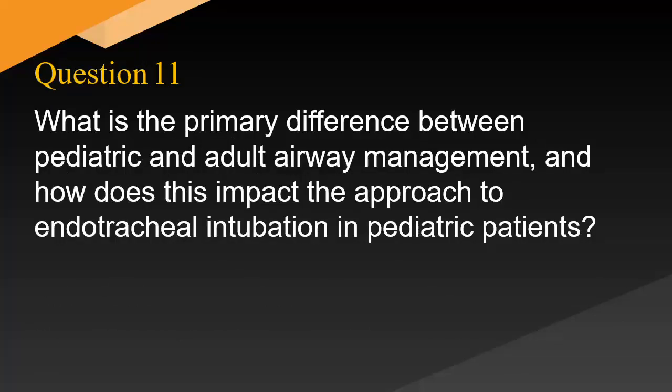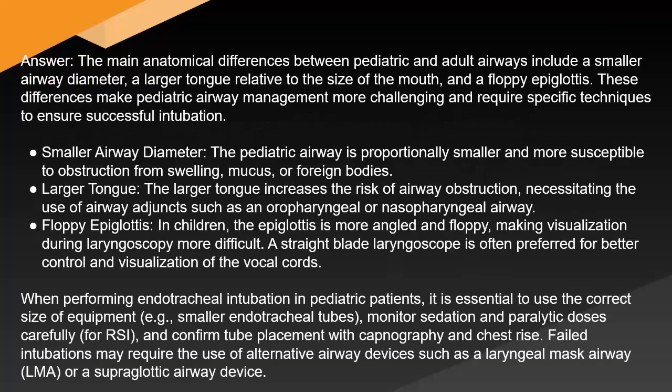What is the primary difference between pediatric and adult airway management, and how does this impact the approach to endotracheal intubation in pediatric patients? Answer. The main anatomical differences between pediatric and adult airways include a smaller airway diameter, a larger tongue relative to the size of the mouth, and a floppy epiglottis. These differences make pediatric airway management more challenging and require specific techniques to ensure successful intubation.